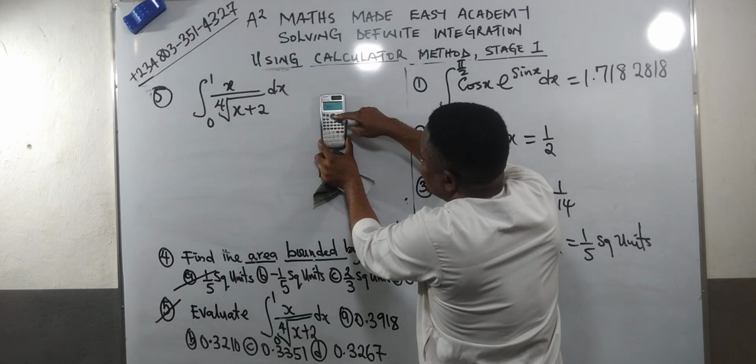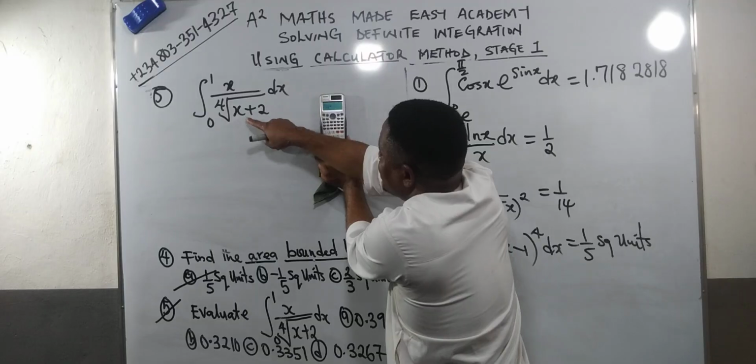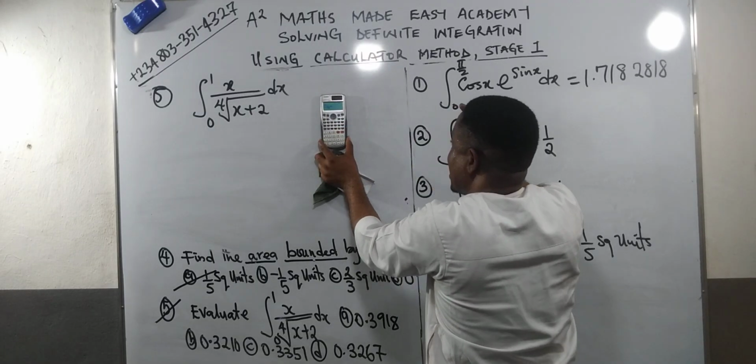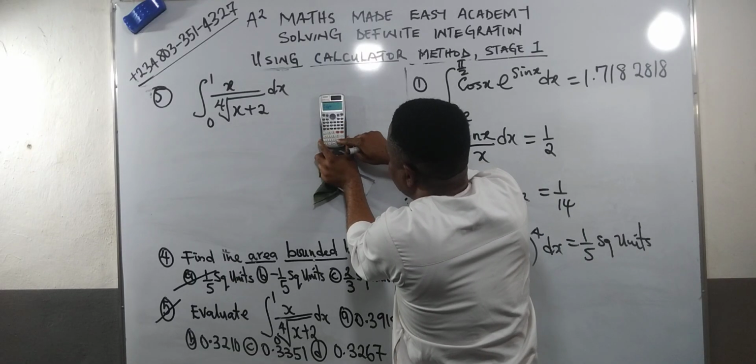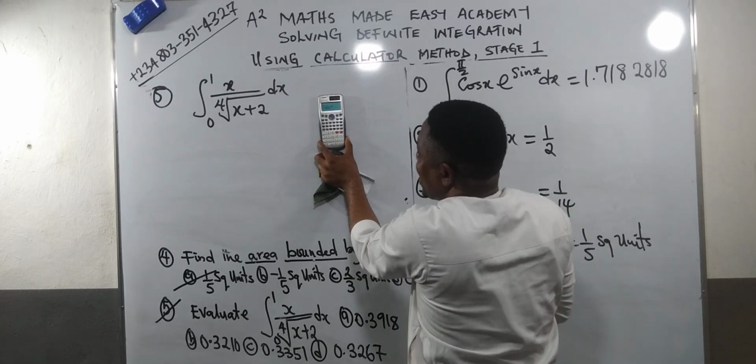Then go forward with the button key so that the cursor will enter inside the root. Then what do we expect here? X. I will now punch alpha, close bracket, X has appeared. Finally, I have plus 2, right? I have done that. Can you see? What remains is the upper limit and the lower limit.